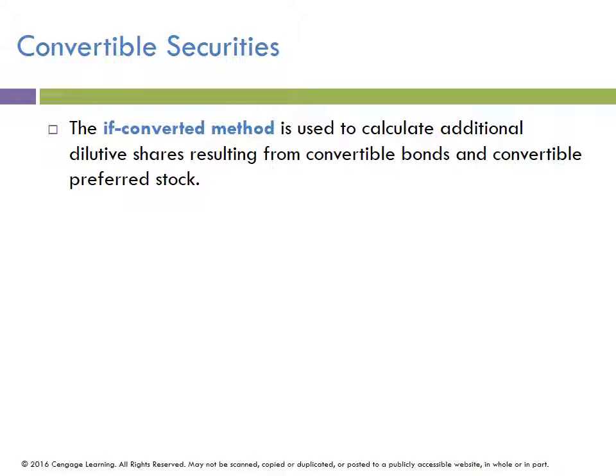Convertible securities, remember you would be doing rankings on those. What are we talking about? Convertible bonds that can be changed into common stock and preferred stock that can be changed into common stock. When we're doing the calculation for determining the effect and inclusion in dilutive earnings per share, we use the if converted method.